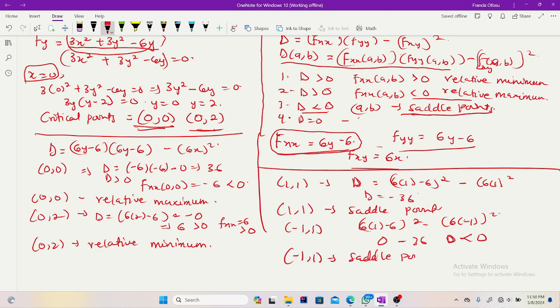Right. So now we've been able to classify all our critical points. We have one relative maximum, one relative minimum, and the other two are saddle points.